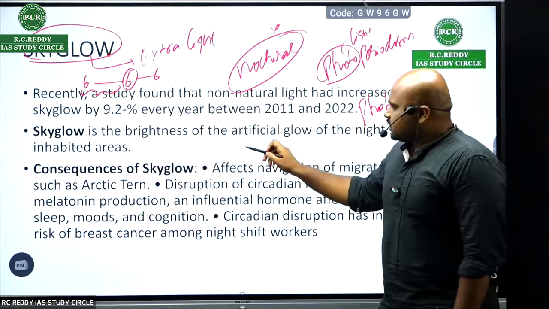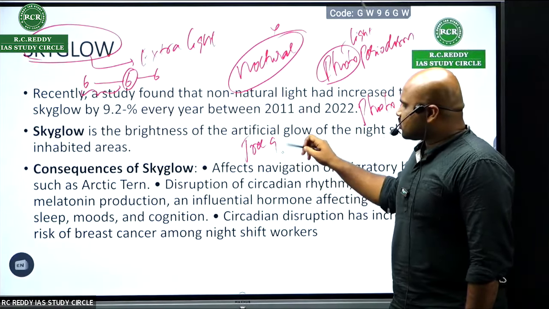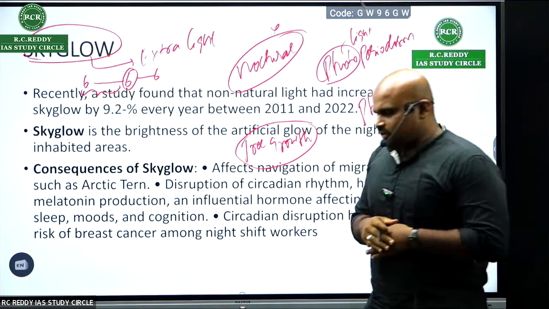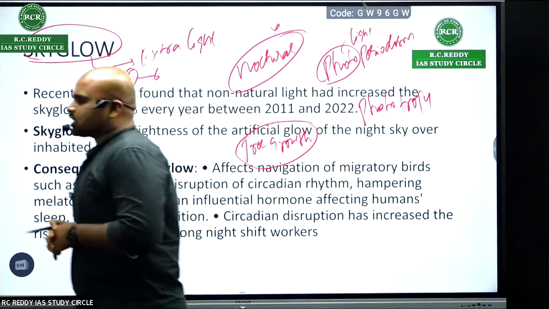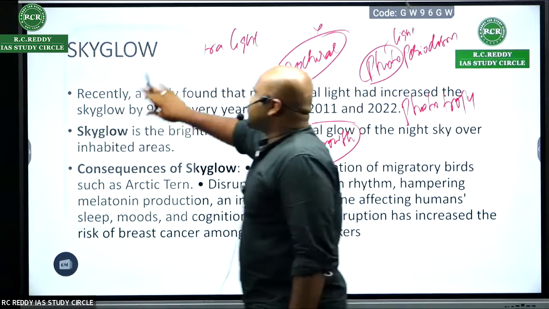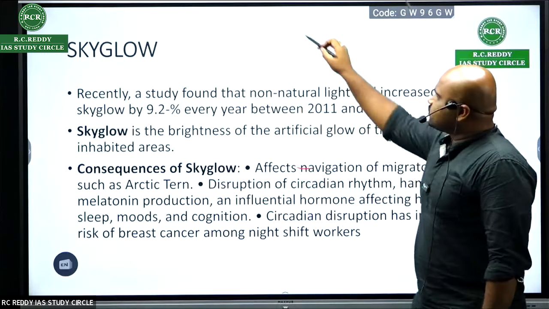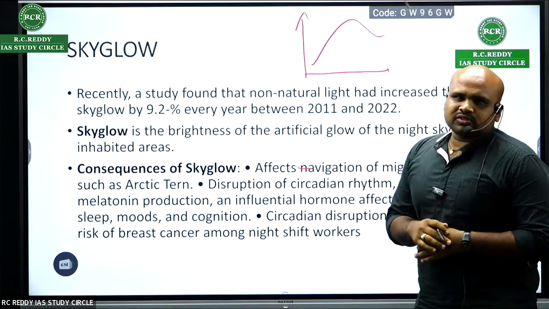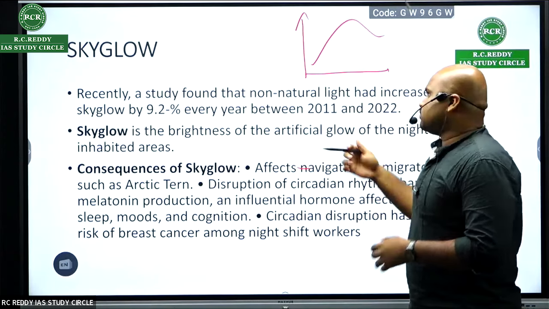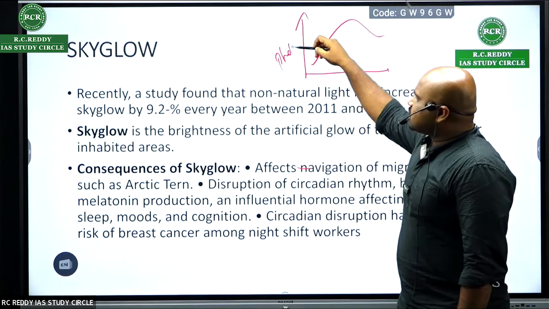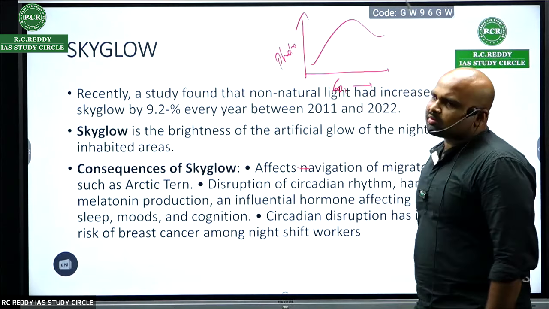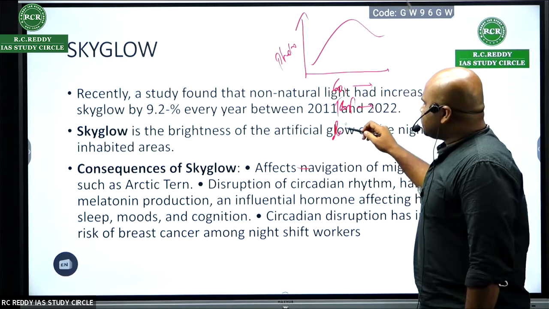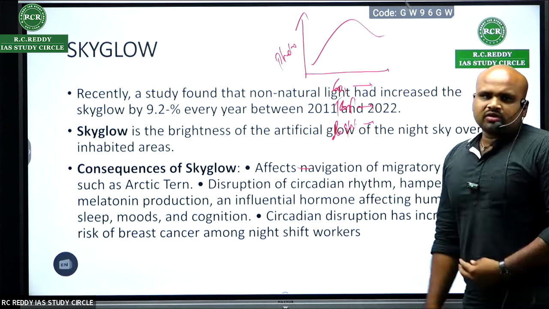One more thing you'll have to understand in the context of sky glow is that tree growth can also be affected because of this. Most of you might think tree growth is fundamentally dependent upon photosynthetic activity. And we know the curve of the photosynthetic activity would lie something like this. This can be with respect to carbon dioxide, or temperature, or light. What do we generally think?